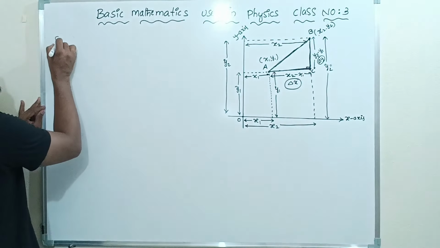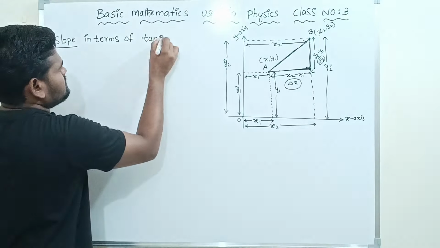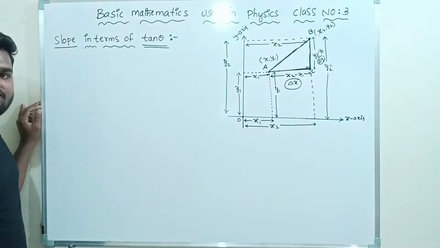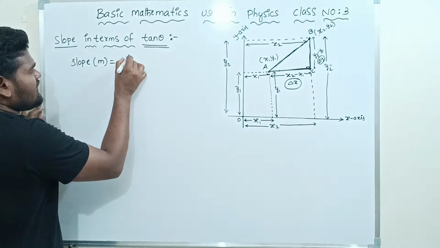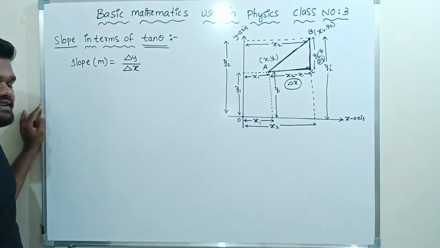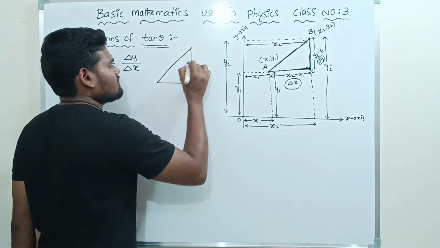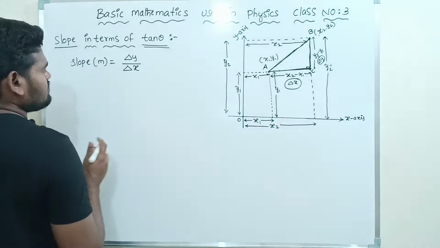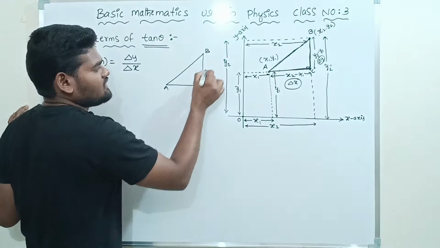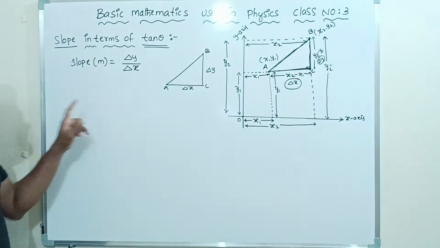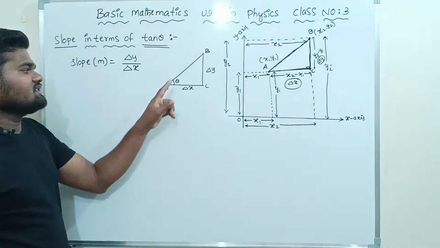The next concept is slope in terms of tan theta. Important concept. So what is the formula of slope? Slope is equal to change in y by change in x. Here we have a right angle triangle formed. This is A, B, C. This is delta y and this is delta x. What is the formula for slope? Delta y by delta x. Let us consider this is an angle theta.